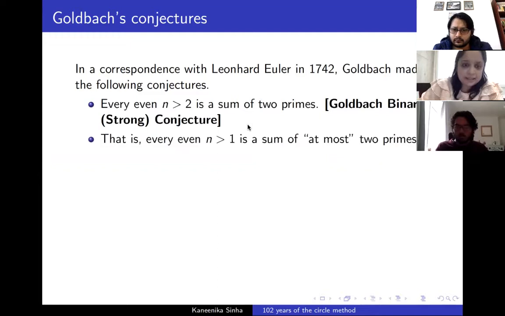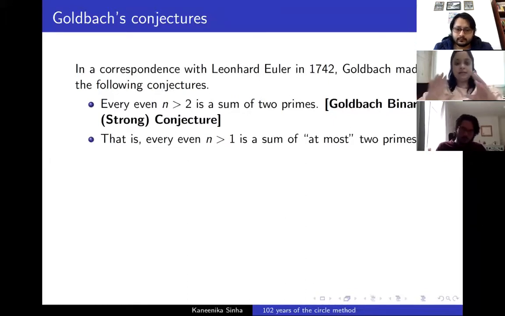Now there is another way of writing the same statement, which may seem superfluous to you, but there is a reason why we are restating this. It says that every even n greater than 1, so including n equal to 2, is either a prime or a sum of 2 primes. We will see how this at-most perspective helps us generate a very precise mathematical statement.